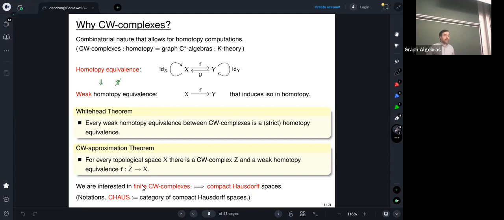So we are interested in finite CW complexes, which means compact Hausdorff spaces. We will pass almost immediately from the category of compact Hausdorff spaces, which in this slide I denote like this just to keep the notation short, to the category of quantum spaces.